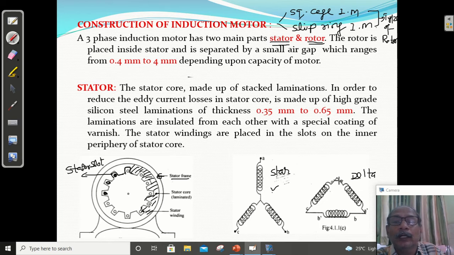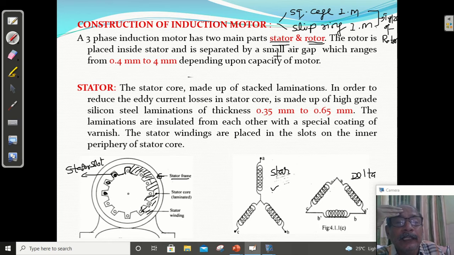Anyway, the rotor is placed inside the stator, and is separated by a small air gap, and between this is the stator core और उसके बीच में यहाँ पर क्या रहेगा? Rotor core. So rotor is placed inside the stator, means stator है आपका outermost part, और उसके बीच में आपका rotor आ जाएगा here. Okay.